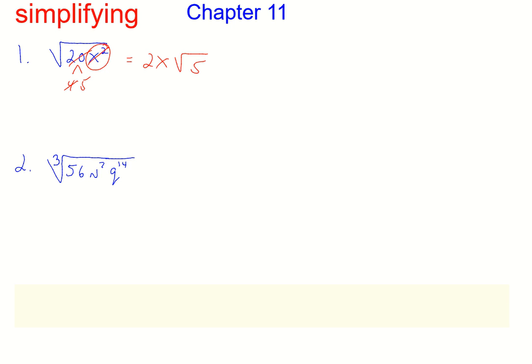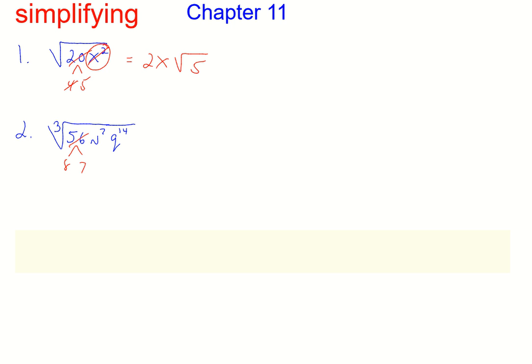How about the cube root of 56 n to the 7th, q to the 14th. The cube root of 56, n to the 7th, q to the 14th. All right, so again, little things. Be neat, be clear. Cross out factors when you factor them. 56, 8 times 7.